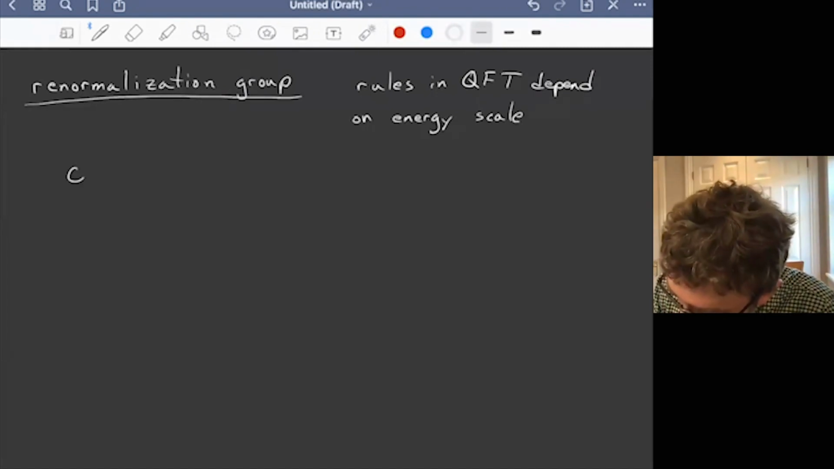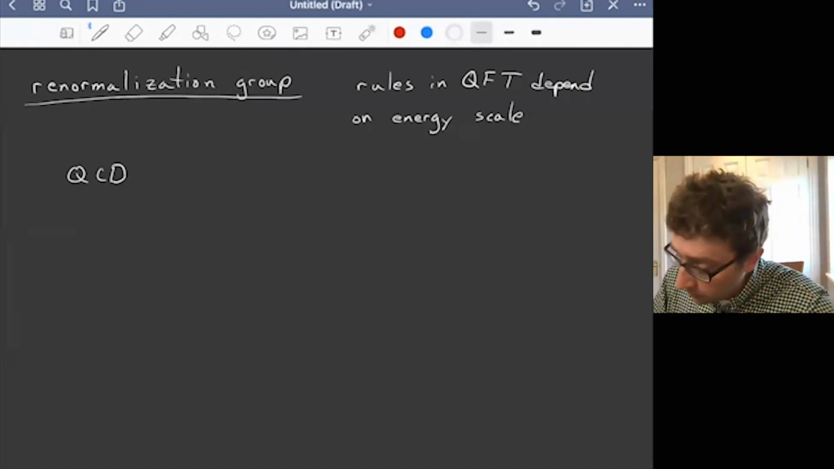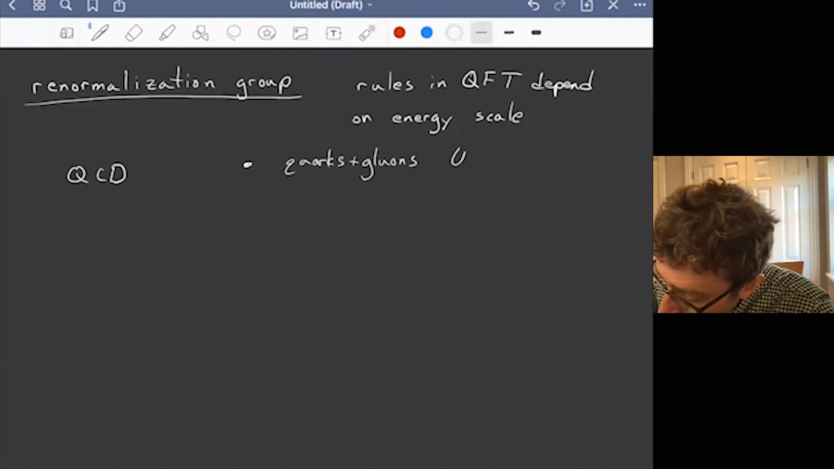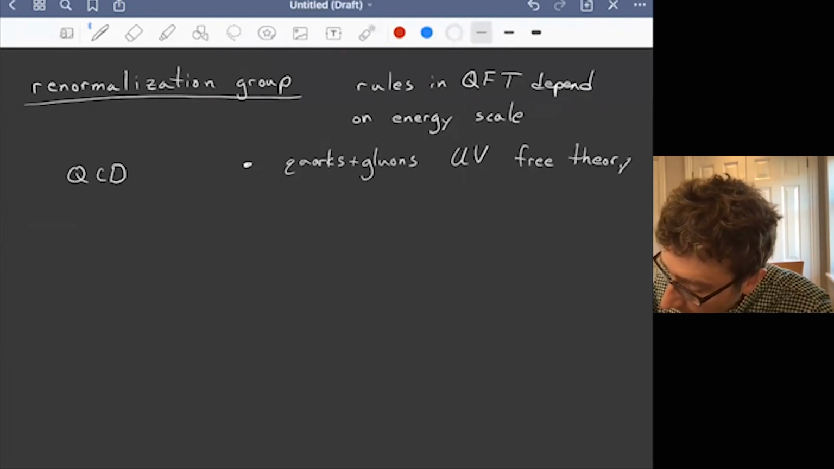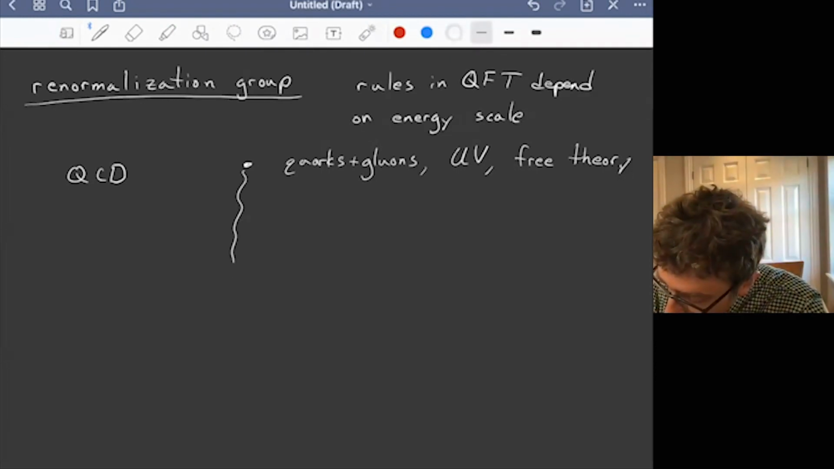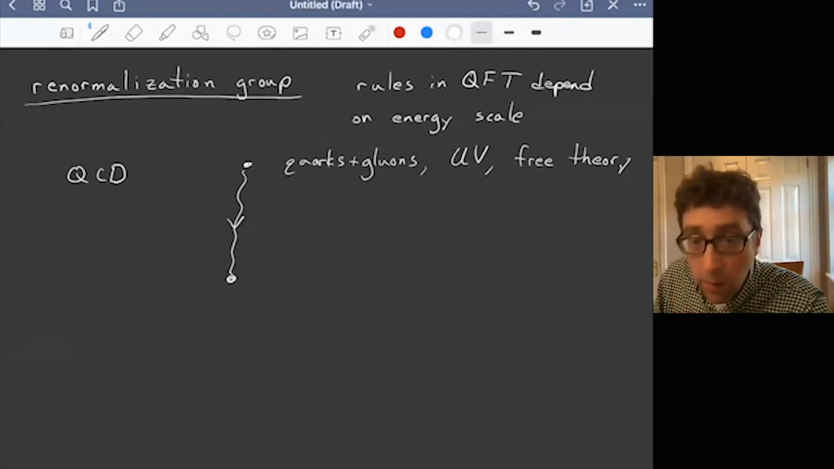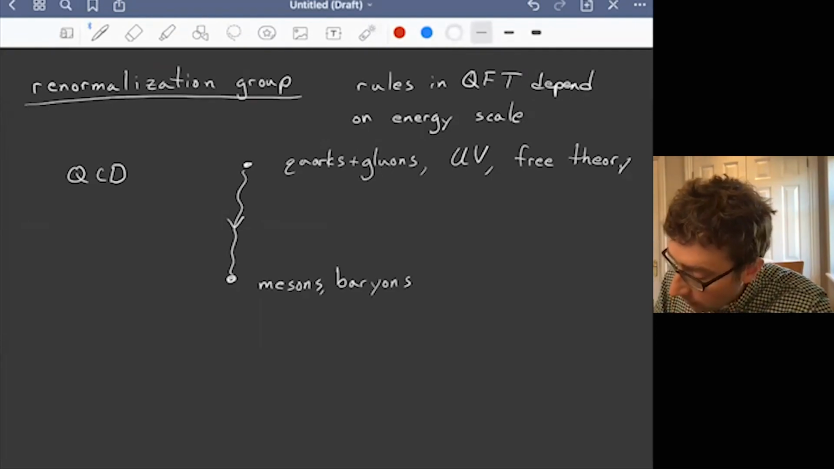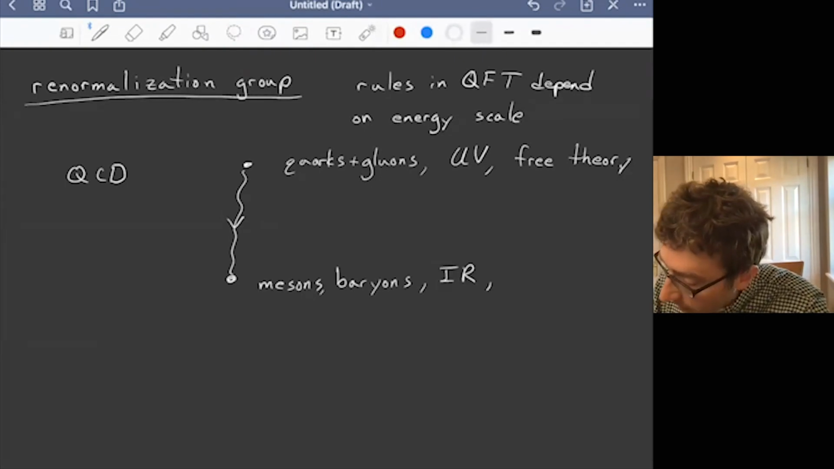Maybe the most famous example of this is QCD, a theory of quarks and gluons at high energy in the UV. It's actually just a free theory: the quarks and gluons become very weakly interacting at high energy. And we flow down in the RG to some low energy theory where we find bound states, mesons and baryons, pions, protons, neutrons, and so on. This would be the low energy state.